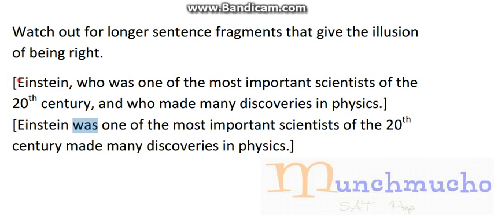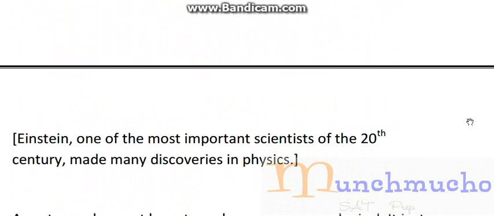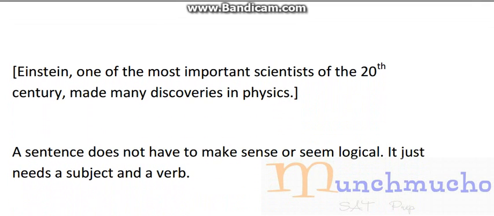Now, this sentence over here, Einstein, who was one of the most important scientists of the 20th century and who made many discoveries in physics, we can correct as it's written over here. Einstein, who was one of the most important scientists of the 20th century and who made many discoveries in physics, is something else that we could say. And remember, a sentence does not have to make sense or seem logical. It just needs a subject and a verb. So that's all you need to know about sentences and sentence fragments.